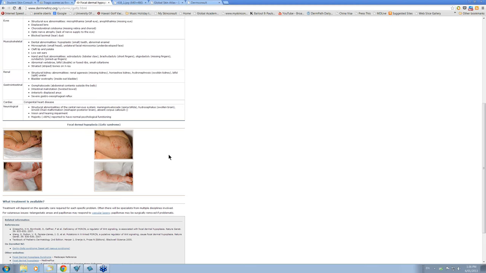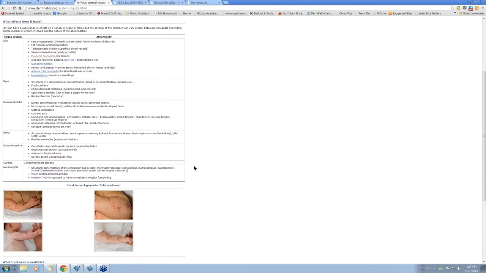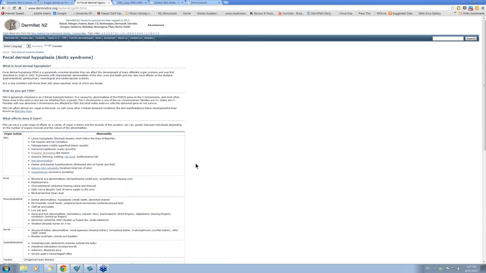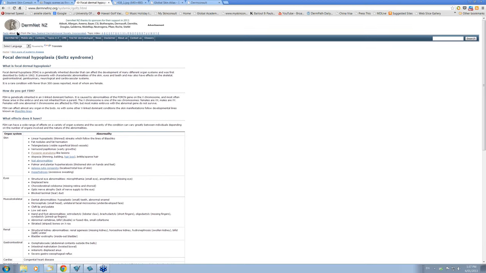But read up about Goltz's. It's not a common condition. I had a family in Tasmania that were like that. The mother kept having spontaneous abortions of the male children. Yeah, it's an X-linked dominant. So have a little read up about Goltz syndrome, focal dermal hyperplasia.